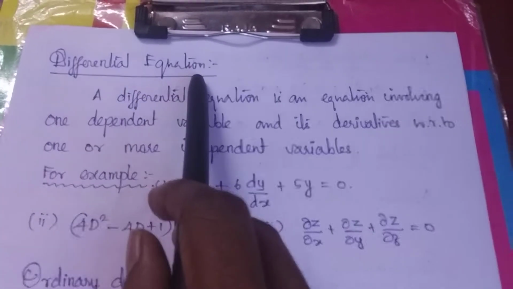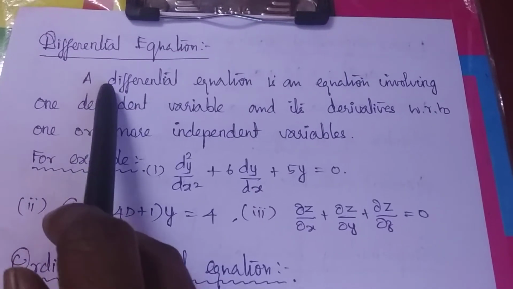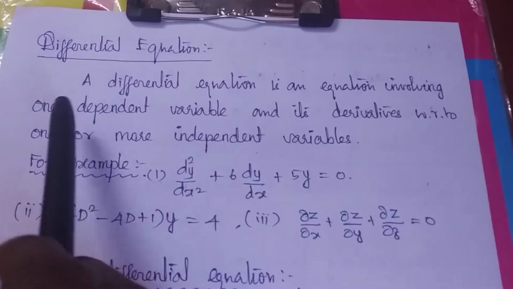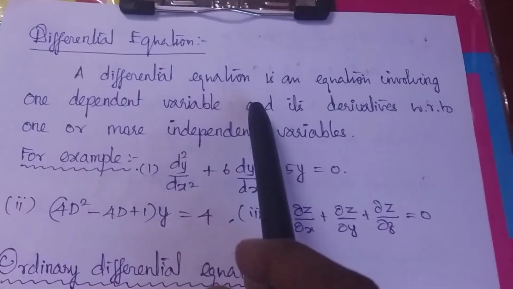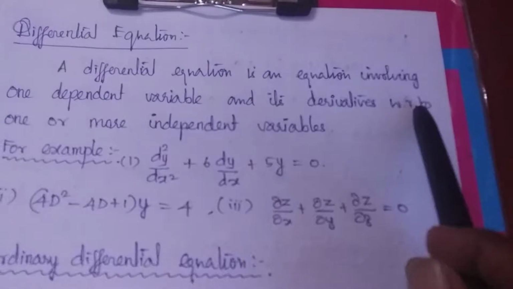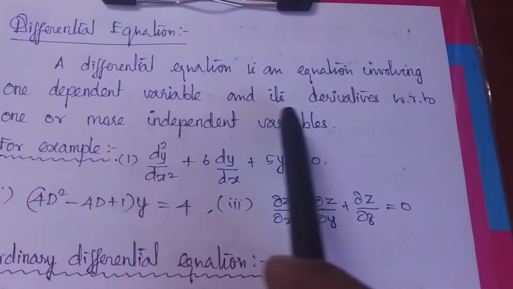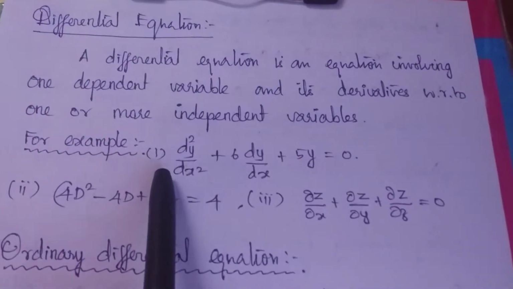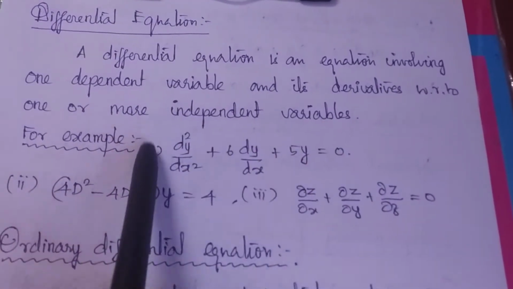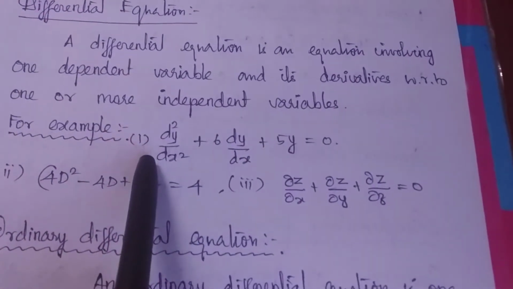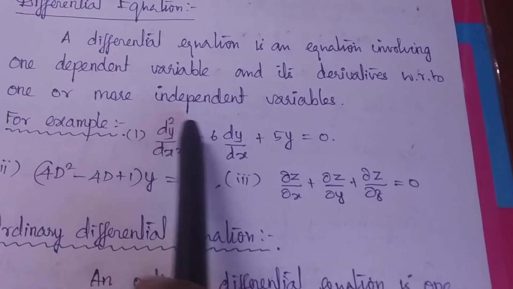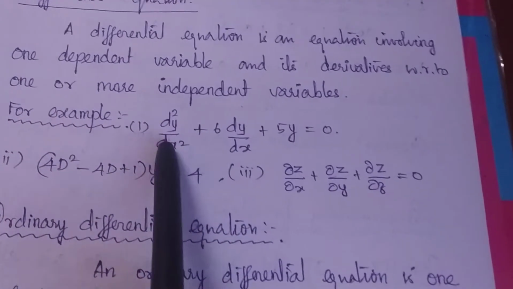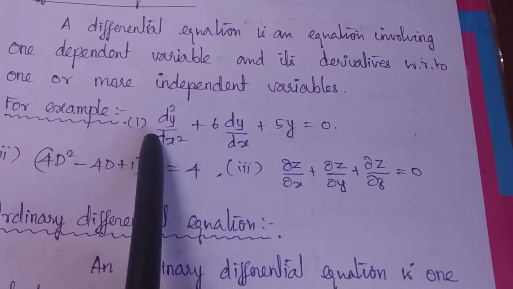Differential equation. A differential equation is an equation involving one dependent variable and its derivatives with respect to one or more independent variables. For example, this is a differential equation. This equation contains derivatives dy by dx, d square y by dx square. So this is a differential equation.